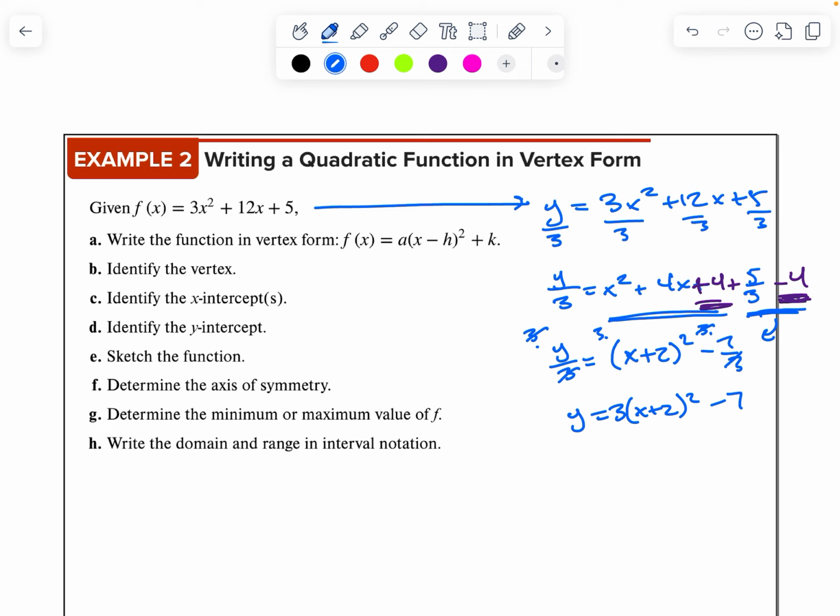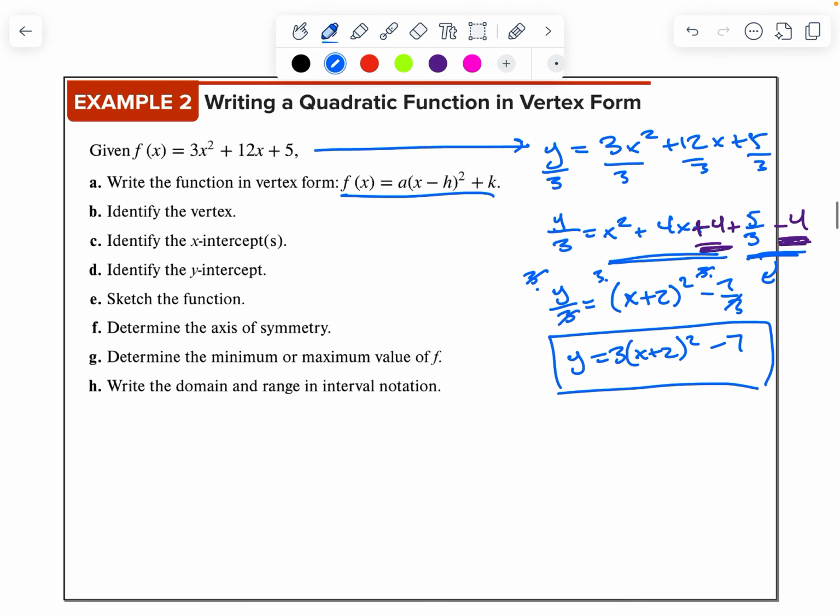All right, I would pause the video now, and now that we have it in vertex form, go through and see if you can figure out the rest of this stuff. The vertex is going to be (h, k), which is (negative 2, negative 7).